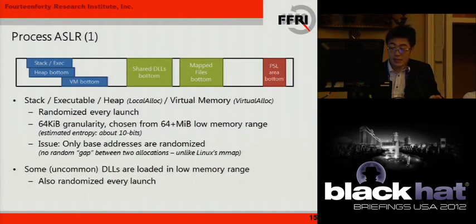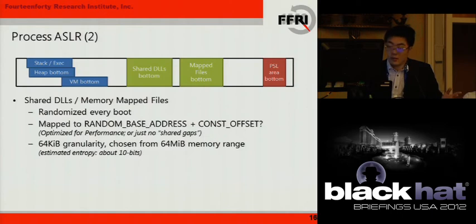Stack, executable image, heap, virtual memory addresses are all randomized every time you launch the application. Very good. Shared DLLs, which include common native DLLs, and memory mapped files area, which include common .NET assemblies, are also randomized. They are randomized every time you boot the device. This is not ideal, but it's enough. And there's more.